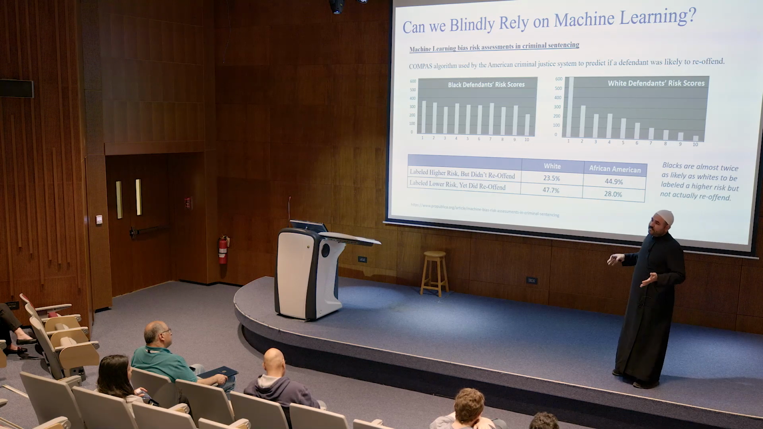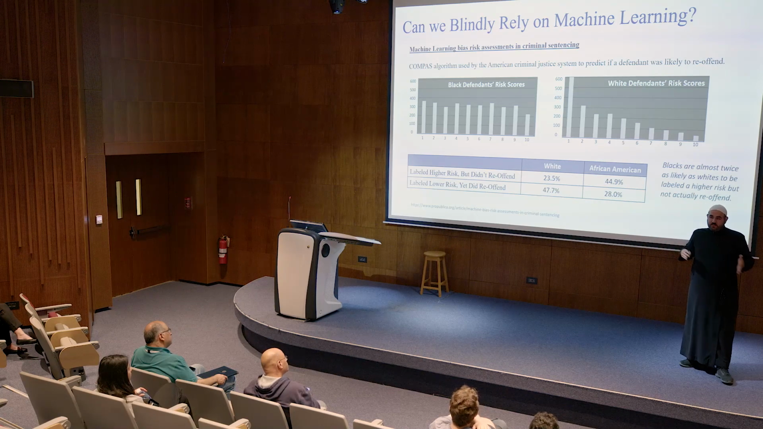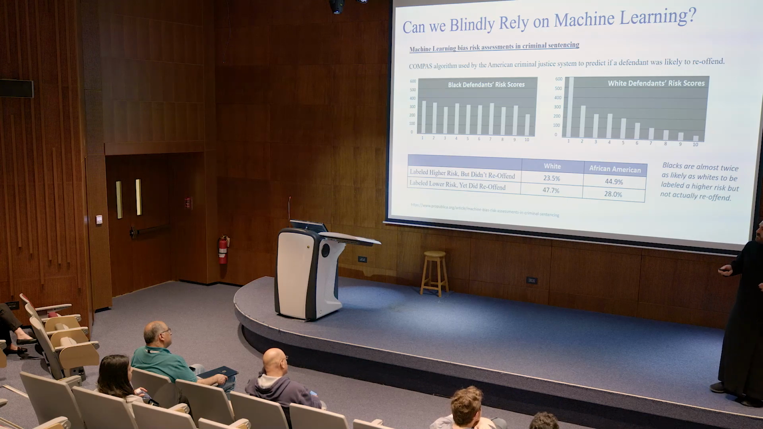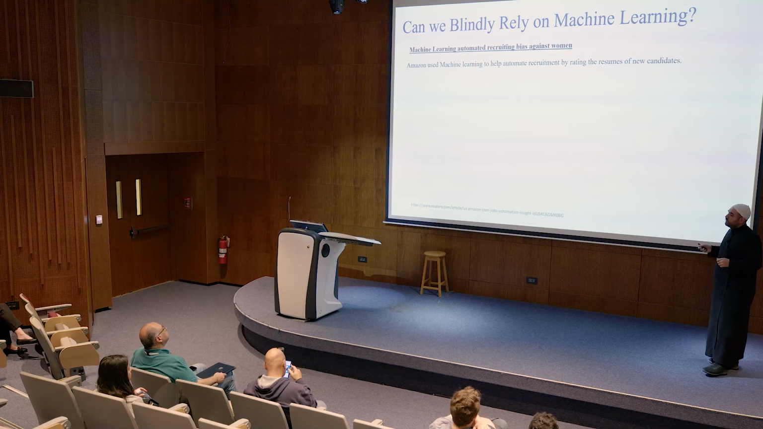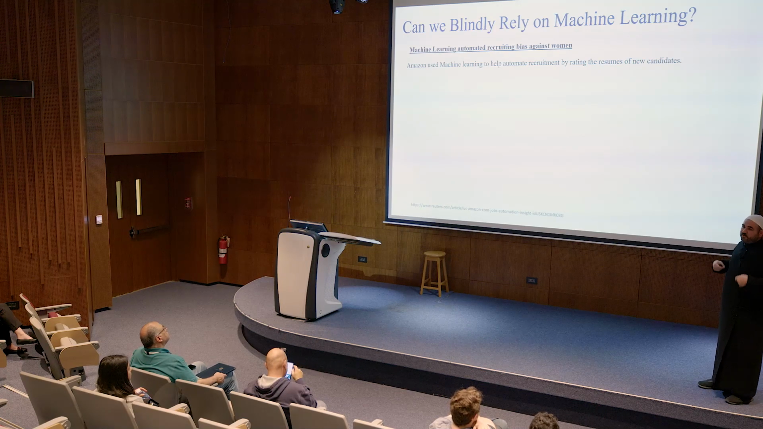So they realized that these models can actually be biased against certain protected groups. They can be racist. They can discriminate against a certain group. They can be gender biased. Another example is a machine learning algorithm used by Amazon to give scores for resumes for new candidates.